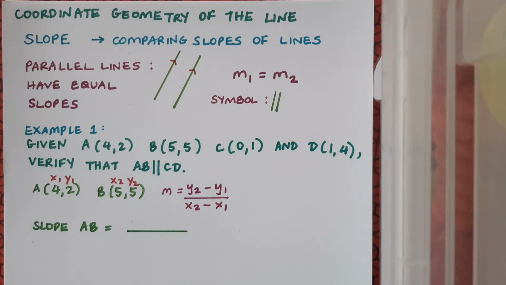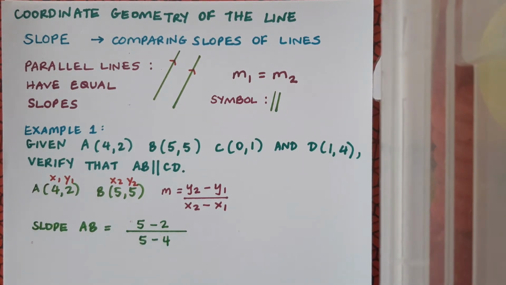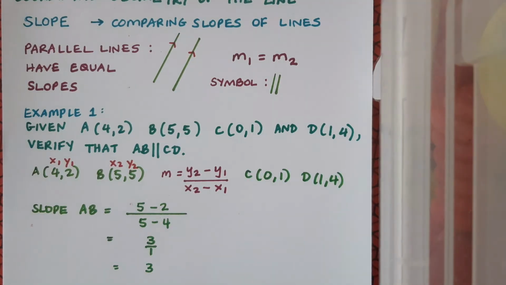So the slope of AB is 5 minus 2 over 5 minus 4, which is 3 over 1, or just 3. Now we'll do the exact same thing for C and D, and again, you're well able to find the slope of the line joining these 2 points. So pause the video here, do that yourself, and then play in a second and check if you're right.